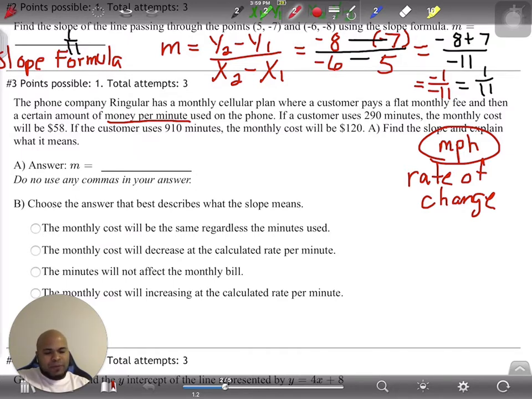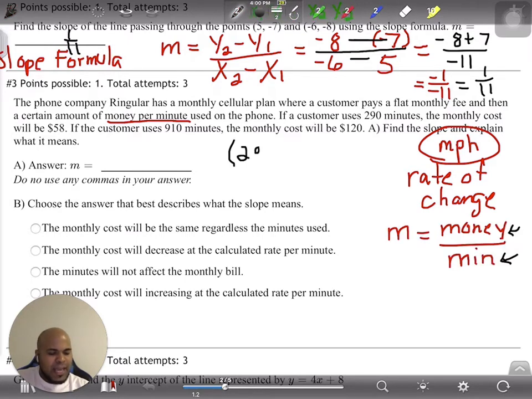Now, keep in mind, because my rate of change is money per minute, you need to think about which one is the independent variable. What depends on what? Does how many minutes depend on how much the cost was, or does the cost depend on how many minutes? Well, the cost depends on how many minutes, and if you don't see it, the change in y over the change in x. So my minutes is going to be my x value, which in this case is 290 minutes. And my y is going to be $58. That's my first point, and I'm going to call it x1, y1.